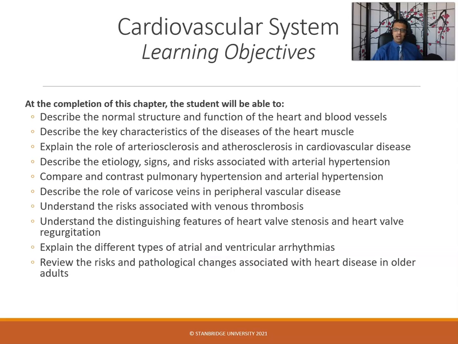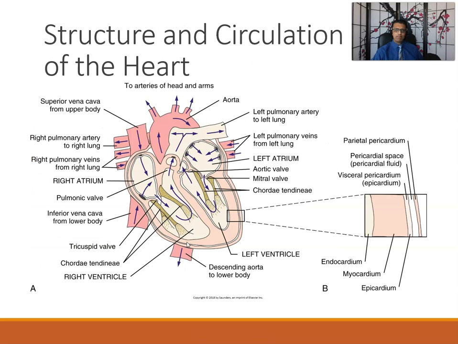So we're going to do Chapter 9, Cardiovascular System. You can read through the learning objectives here: describe the function of the heart and blood vessels, diseases of the heart, arteriosclerosis, atherosclerosis, etiology, signs of arterial hypertension, peripheral vascular disease, arrhythmias, heart valve regurgitation. A lot of good stuff here. Now, the structure and circulation of the heart.